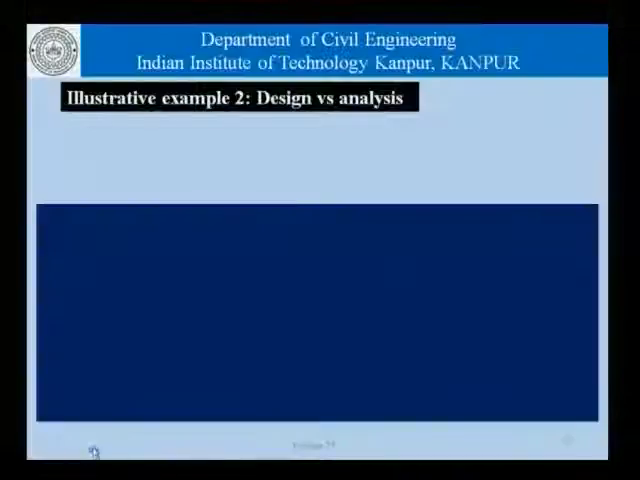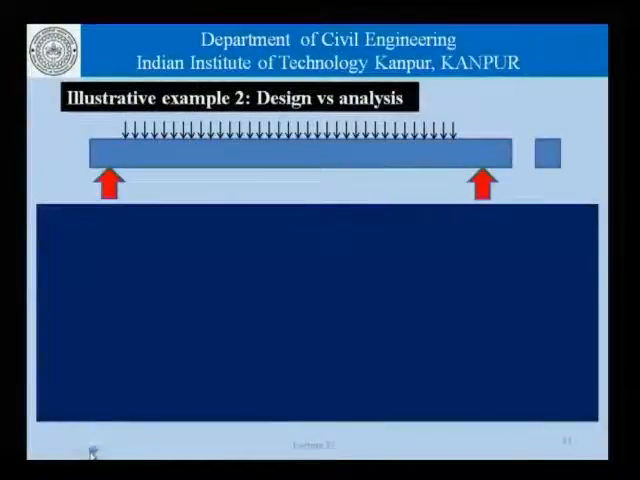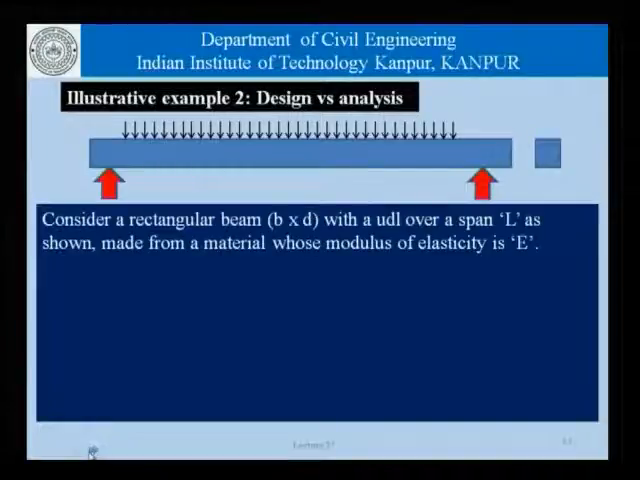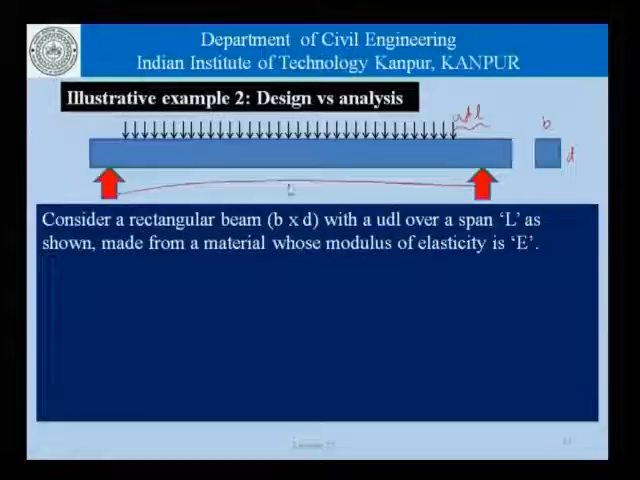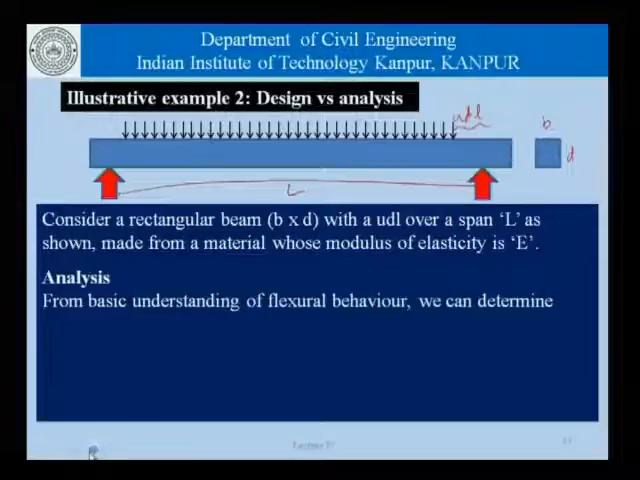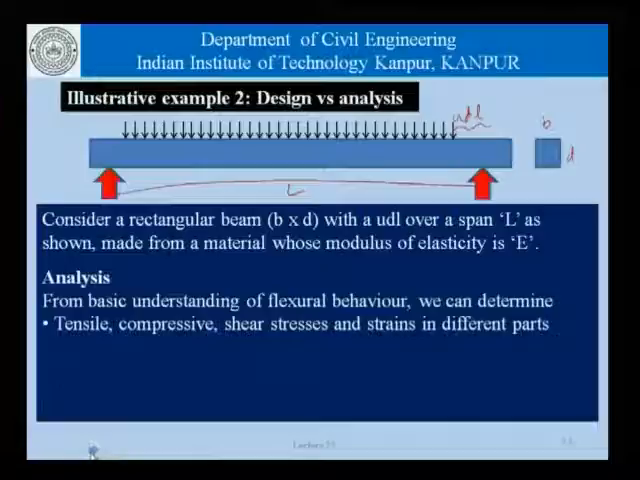So, let us consider another example. Here is an example of a simply supported beam measuring B by D, that is the cross section of the beam, and it has a uniformly distributed load over this span L. Assuming that the modulus of elasticity of the beam is E, the analysis means that from the flexural behavior of the beams we determine the tensile, compressive, shear stresses and strains in the different parts of the beam.